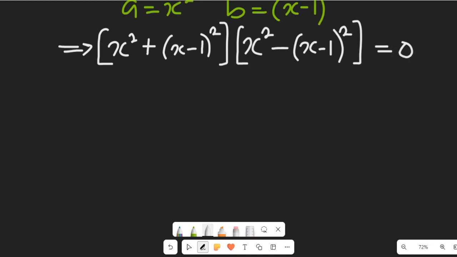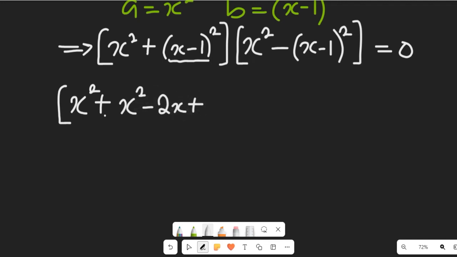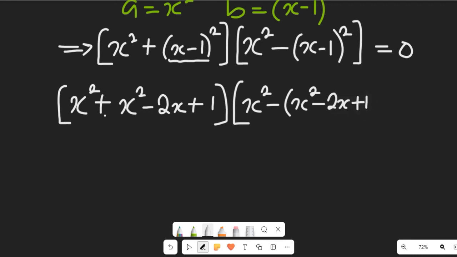So we are going to expand this expression. Recall that if you expand it, we'll have x squared plus x squared minus 2x plus 1, and this will now be multiplied by x squared minus, since it's a negative sign there, we have to put the bracket, (x squared minus 2x plus 1), and all these will be equal to 0.